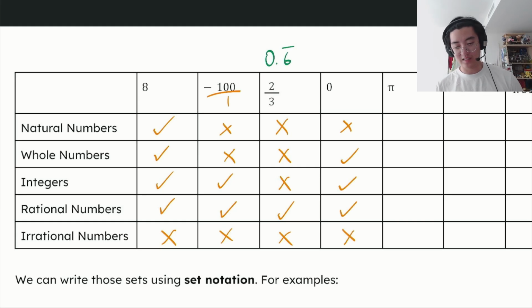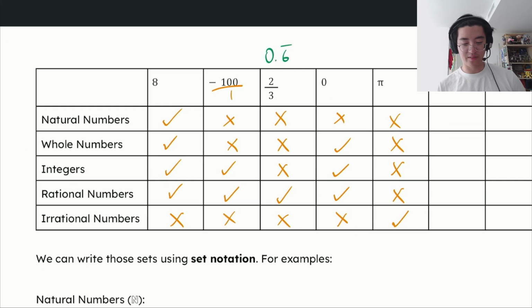Pi, that's a fun one. Not natural, it's not a whole number. Not an integer, because it's got a decimal. Is it rational? Unfortunately, it is not rational, because 3.1415 and so on goes on forever. So it's irrational.